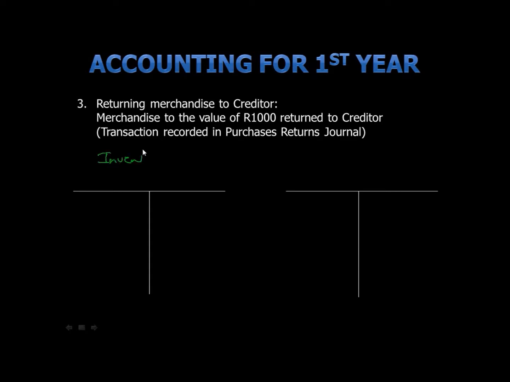So the one account we're dealing with is inventory. Now inventory as an asset will decrease on the credit side. This was to the value of 1,000 Rand, so we will credit the inventory account with 1,000 Rand. The other account involved will be the creditor's account. Now because we are returning some of the merchandise to the creditor, this in effect means that we owe them less. So creditors decrease on the debit side. And thus, we will debit creditors with 1,000 Rand.